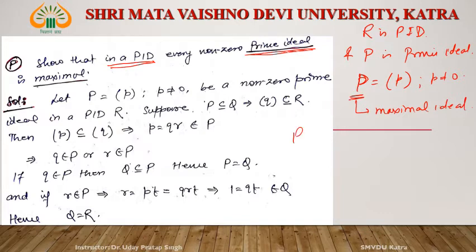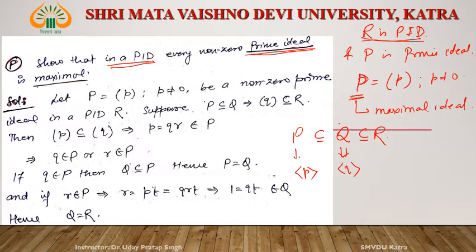Then there exists an ideal Q such that P is a subset of Q, and Q is a subset of R. If P is not maximal, then what is Q? Q is also an ideal of a PID, and every ideal of a PID is generated by a single element. So this Q is generated by q, and this P is generated by p. Q is any other ideal of R, and R is a PID.